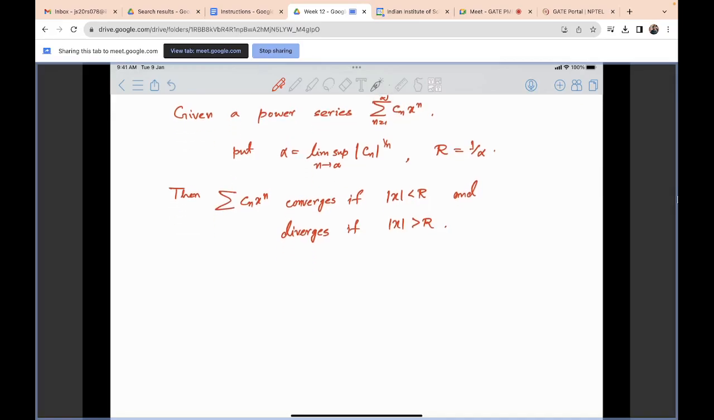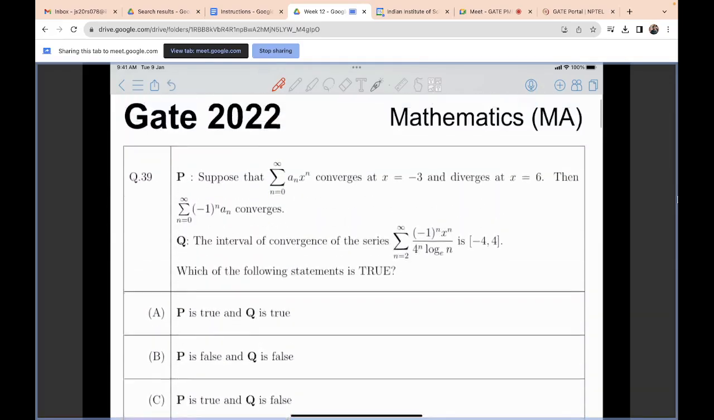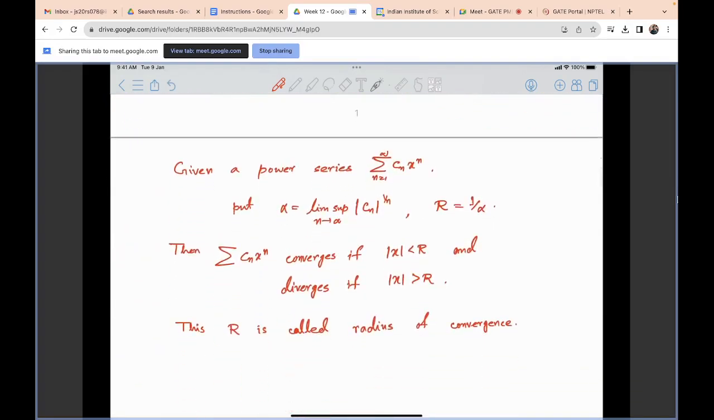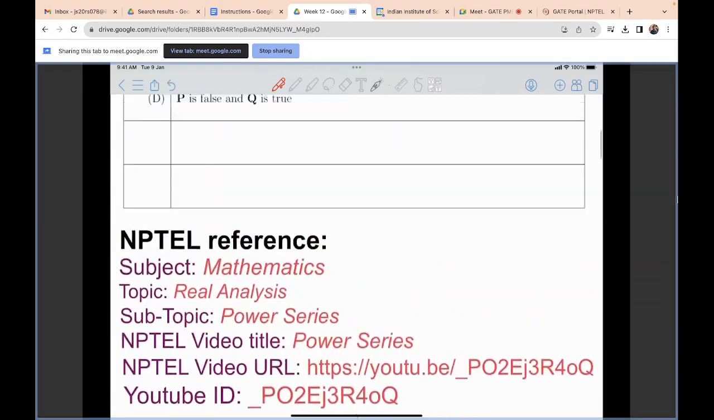So then these are basically, then note this R is called radius of convergence. Radius of convergence. Okay. So what is the first one? It's saying that inside the radius of convergence the power series converges, and outside radius of convergence the power series diverges.